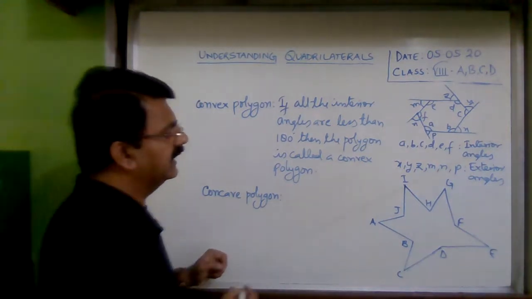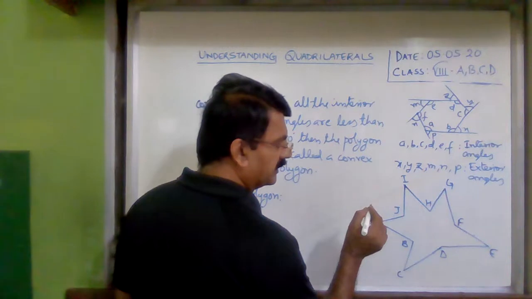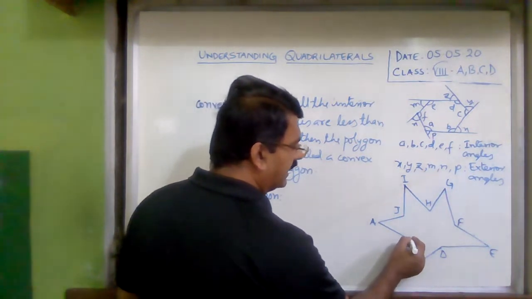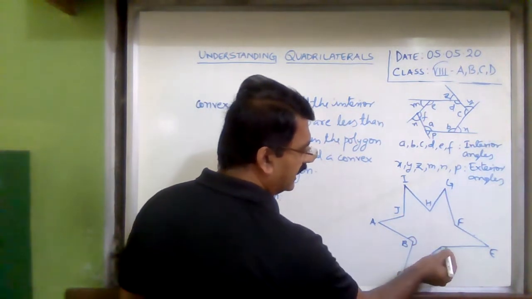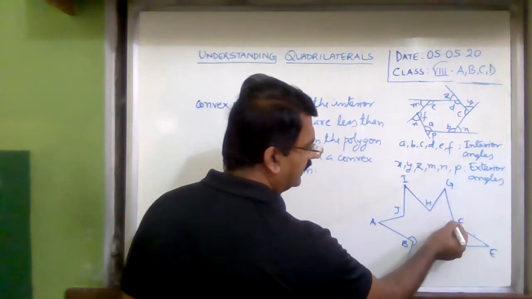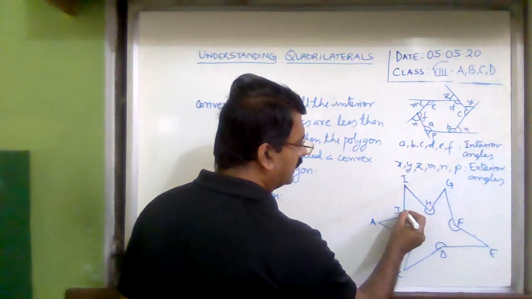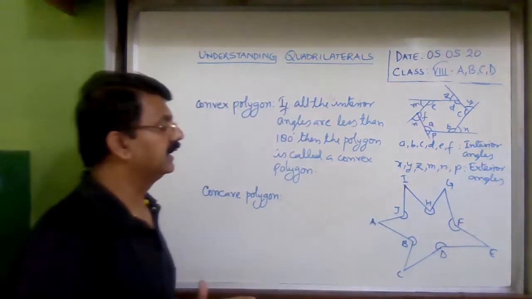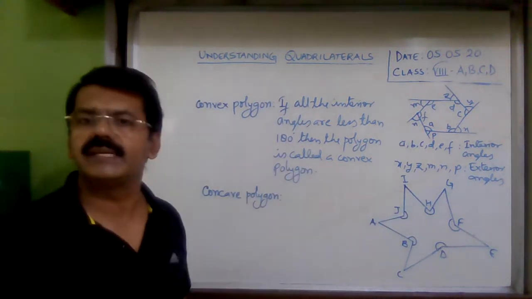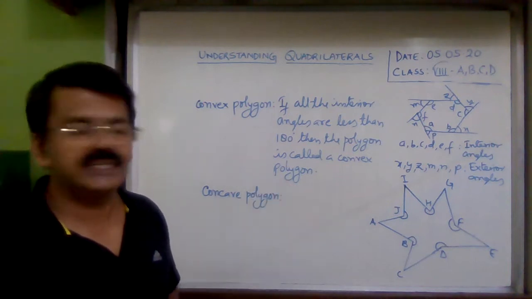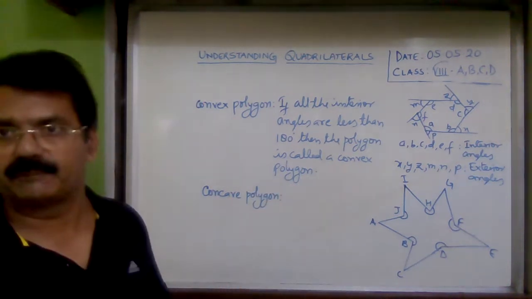But if you see in this decagon, this angle is more than 180, another angle more than 180, another angle more than 180, fourth angle more than 180, fifth angle more than 180. So you can see there are 5 interior angles which are more than 180 degrees. So it is called a concave polygon.